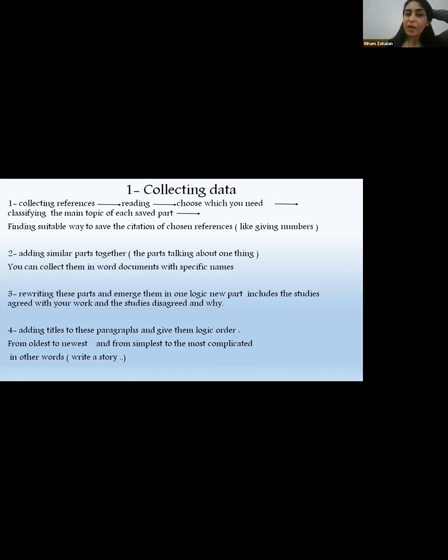But first, after reading the references, try to group the similar parts together. It will be easier for you. The parts that are talking about one thing, try to join them together.